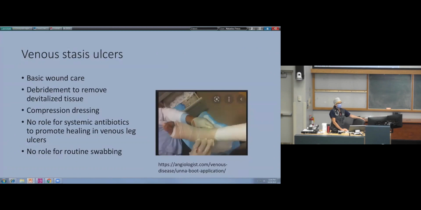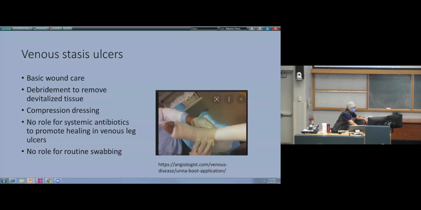For venous stasis ulcers, it's really about basic wound care. We often refer these patients to community sites from OPAT, where they get debridement of the devitalized tissue. And then sometimes they'll get a compression dressing: the dressing to cover the wound and then the compression on top of that to decrease the edema to let the wound heal. There's really no role for systemic antibiotics to promote healing in these ulcers, and so there's really no role for swabbing. They just really need wound care and compression.